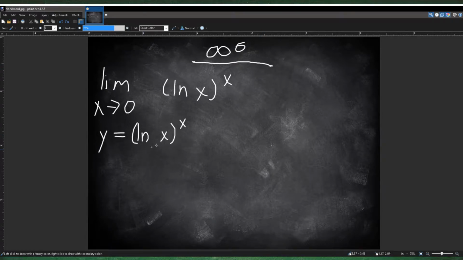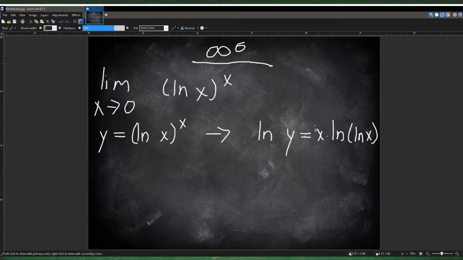So now we can set it equal to y. Now we take the ln of this, so ln of y is equal to ln of ln of x to the power of x. So it's x times ln of ln of x. Don't forget the second ln, because you're taking the natural log of a natural log, right? Because this was our original equation, ln of x. So we need to find the natural log of our original equation, which is ln of x. So our ln of our ln of x. So don't forget that.